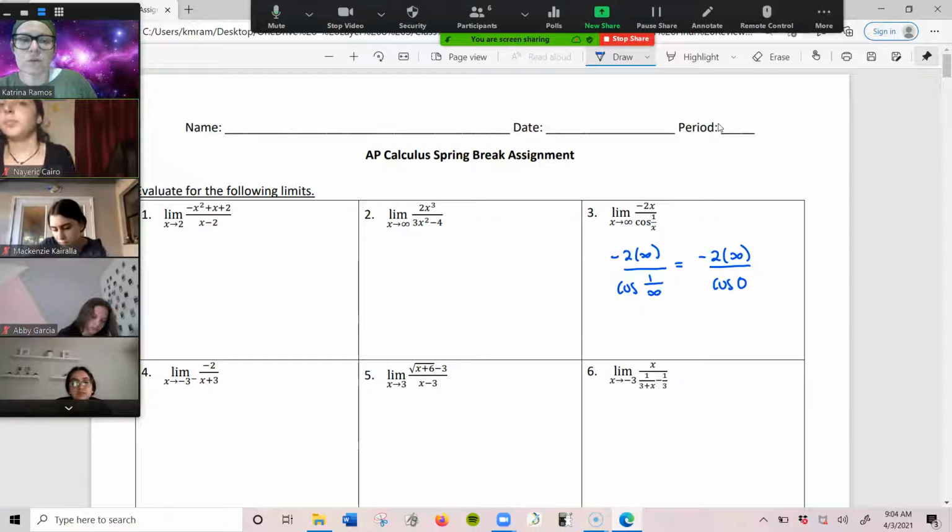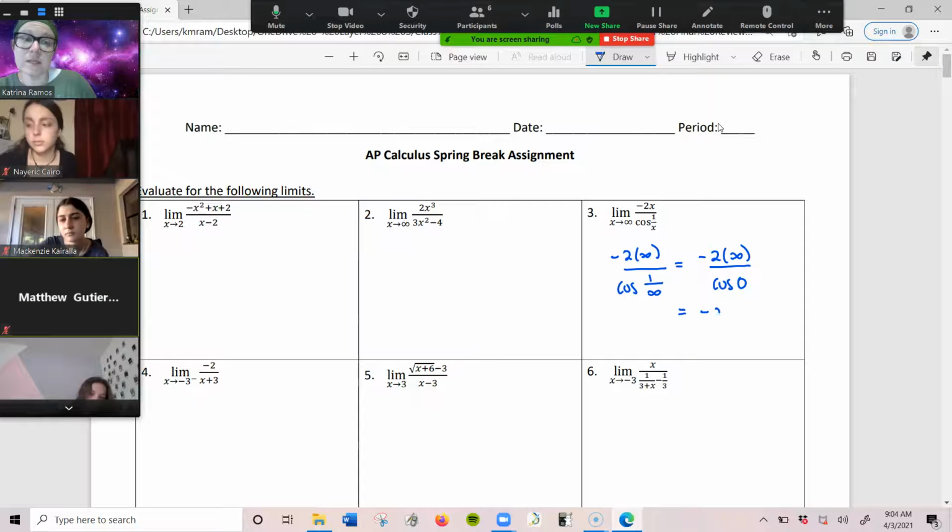And what is the cosine of 0? 1. Exactly. So this is negative 2 times infinity over 1, which if you think about it, a negative number times infinity is just going to be negative infinity. And that would be your answer. Okay, what's next?